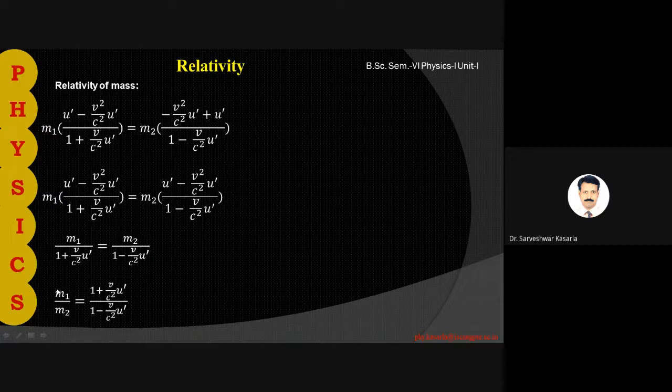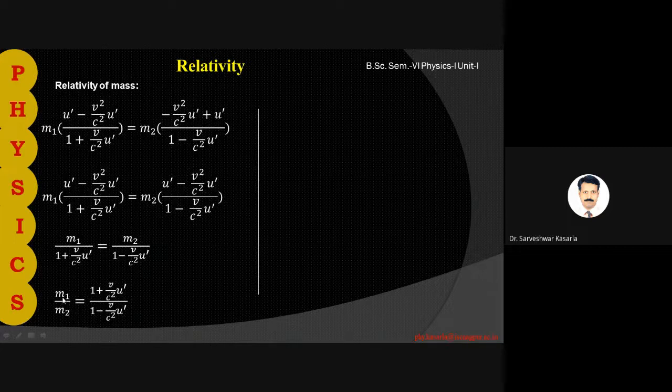Now, m1 upon m2 can be written as (1 plus v upon c square u dash) upon (1 minus v upon c square u dash). So this can be taken as x, and the things may be simplified. Even though you just remember, in the latter part we will replace this term by x. That looks simpler. So this is the expression to be remembered.